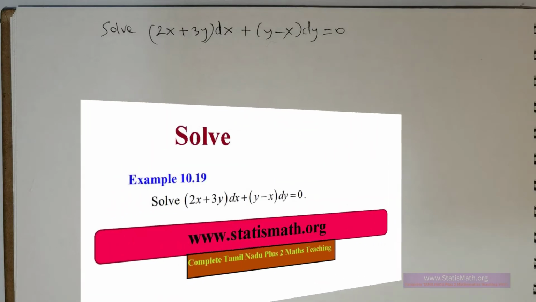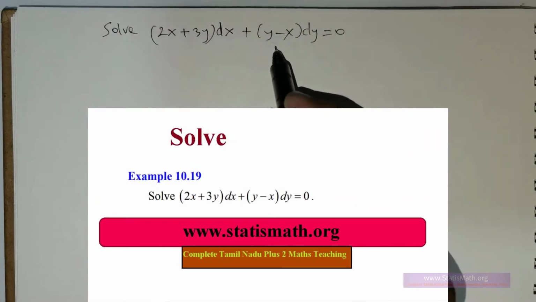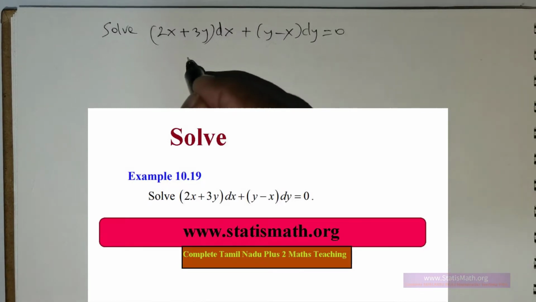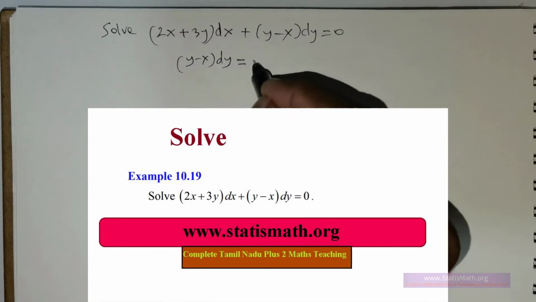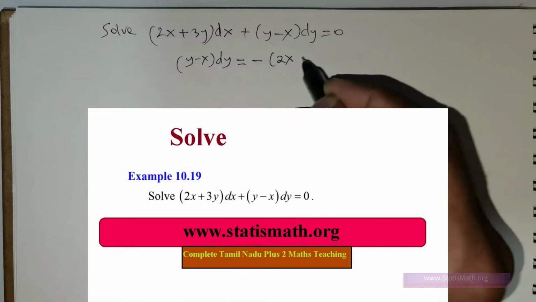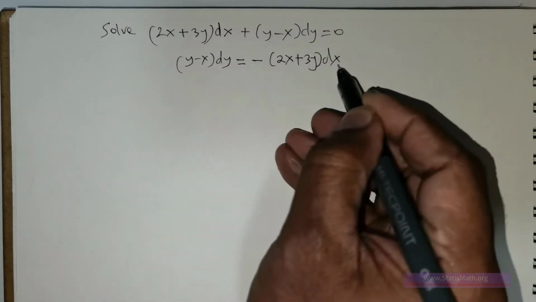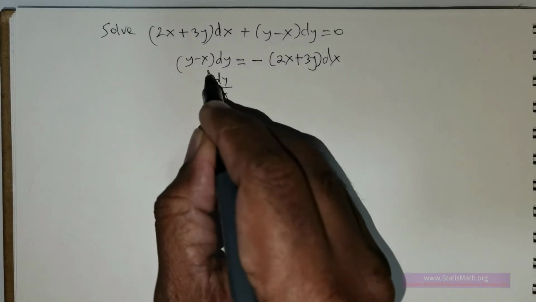Students, we are asked to solve this question: (2x + 3y) dx + (y − x) dy = 0. I will just keep (y − x) dy on the left and move the other quantities onto the right. So that's going to be negative of (2x + 3y) times dx.